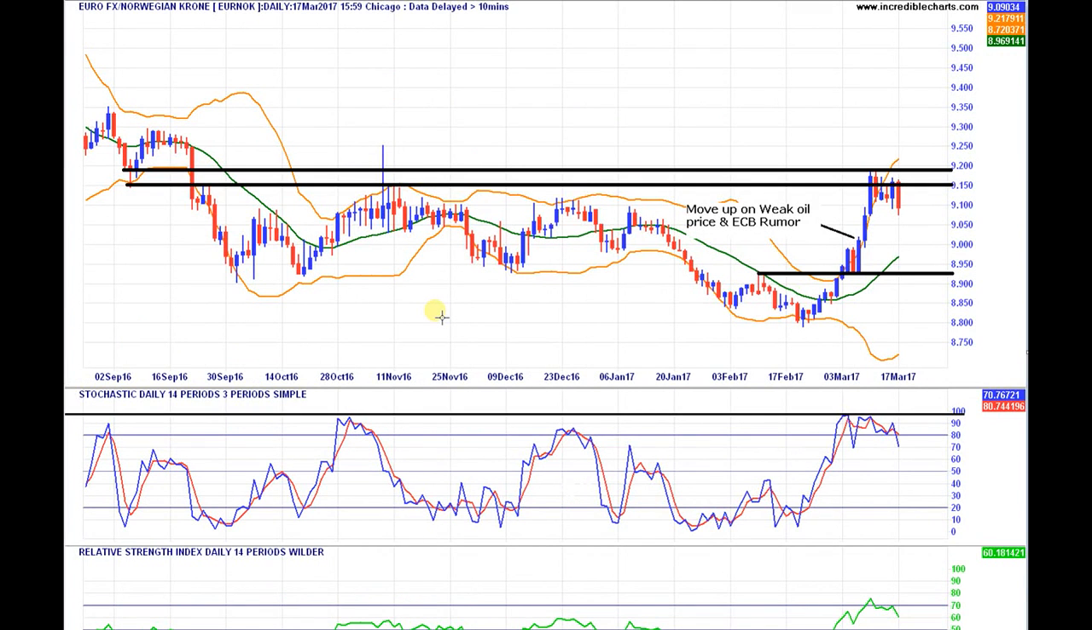Euro Norwegian krone daily chart. I put this chart up because in the weekly forecast I said I wanted to sell a spike in the euro, and it's this blue candle here at the time I was doing the forecast. The reason I wanted to sell it was that you had a double whammy in terms of news: bullish news for the euro on one side, bearish news for the Norwegian krone on the other. These 3 candles up here started off with a weak oil price, which hurts the NOK, and then we get a rumour that the ECB might raise interest rates.